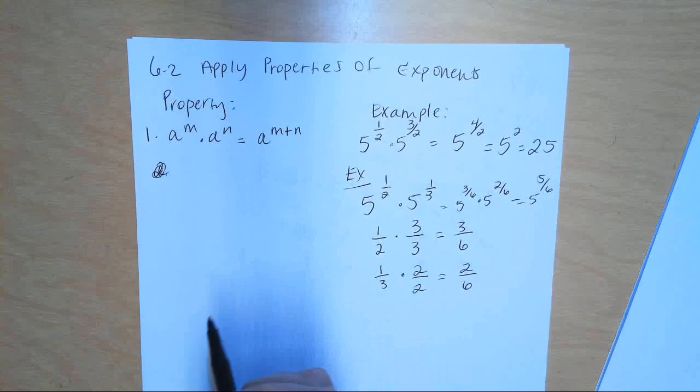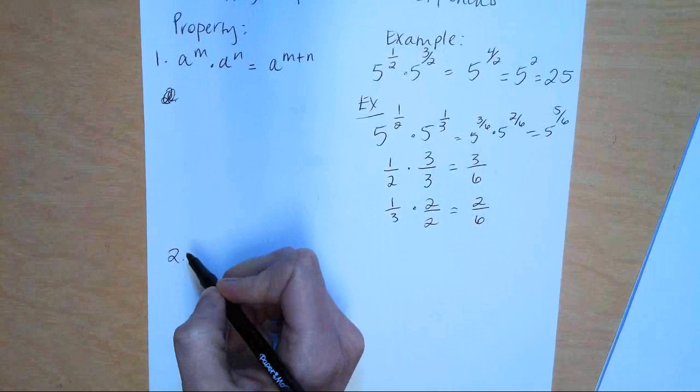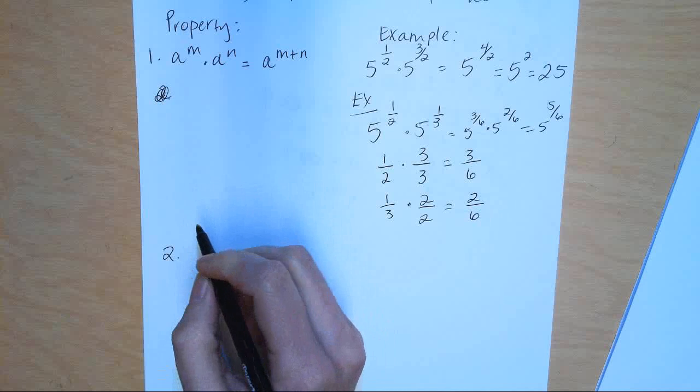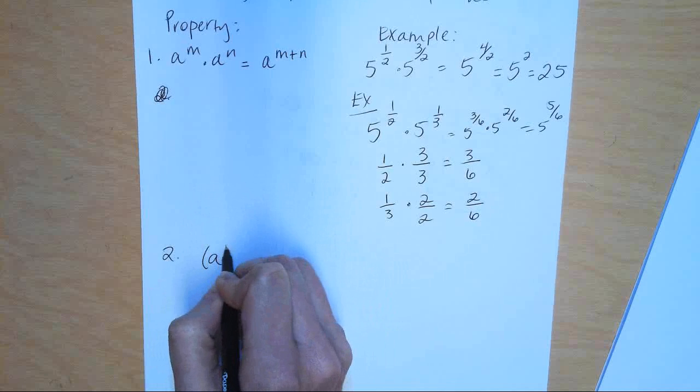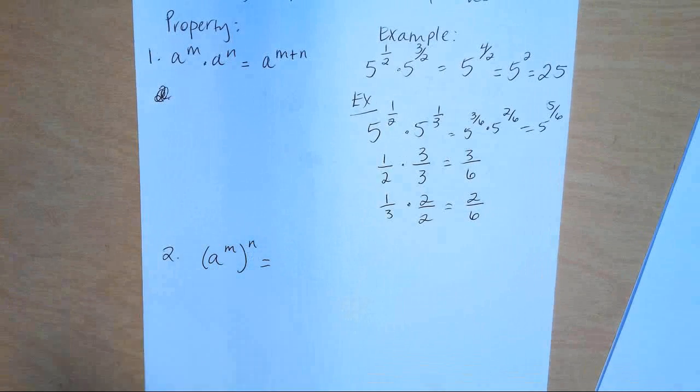Now we're on number 2. They have to have a common denominator. Right. So the common denominator would be 6.